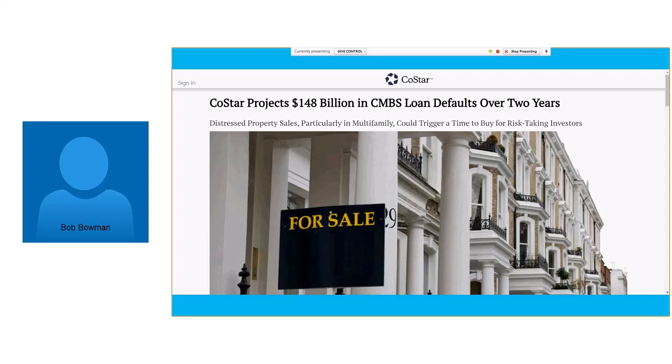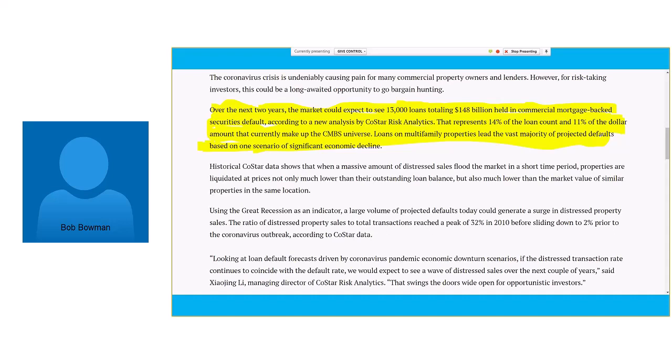So they went back and looked at all of their data. And this is not Fannie or Freddie. This is not bank loans. This is not the various loans and funds. This is so far only CMBS. What they're saying is that between now and over the next 2 years, the market can expect to see 13,000 loans, $148 billion in commercial mortgage-backed securities, default. Over 13,000 loans potentially going into default. Now that represents 14% of the entire loan count that they have, and 11% of their dollar amount. So there's a huge amount of properties that are going to be coming onto the market.